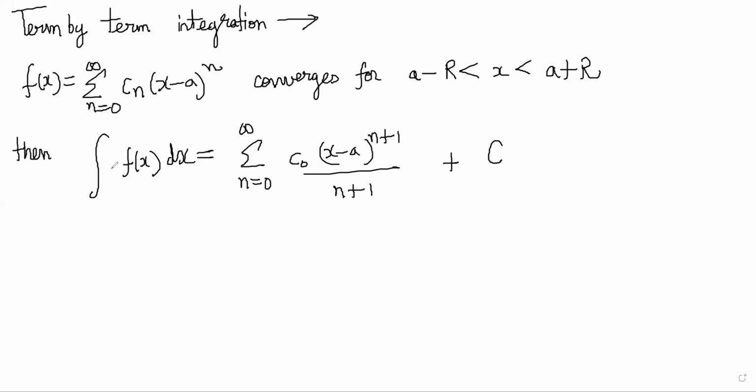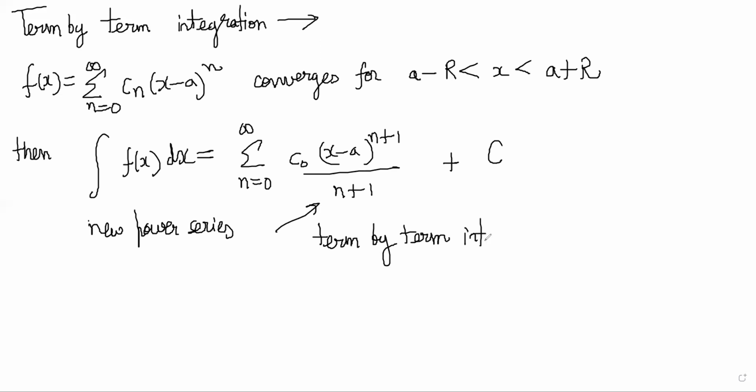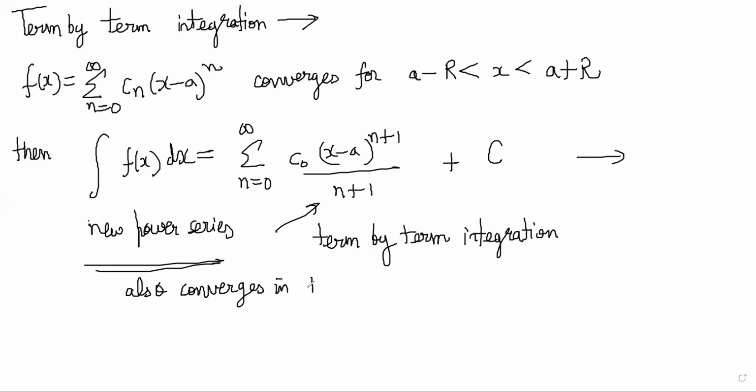Constant comes because of the integration. So what is happening here is we have defined a new power series, which is done by doing a term by term integration of the original series. And we are assured that this power series also converges in that particular interval, a minus r is less than x is less than a plus r, right? So let's see some application of this so that we can understand it better.